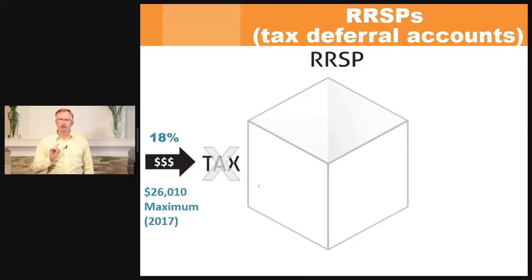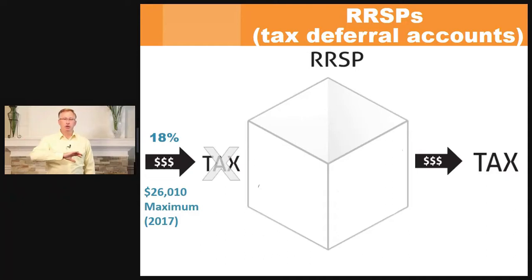So going back to the fundamental rule of taxation, if you haven't paid tax on something, when you go to take it out of that box, has the government been paid? No. So you're going to have to pay tax on it when it comes out. All right? Now, you can put in up to 18%. So if you make $100,000, they'll let you put in $18,000 of your earned income into this box and not have to pay tax on it. So you put the money into the box.